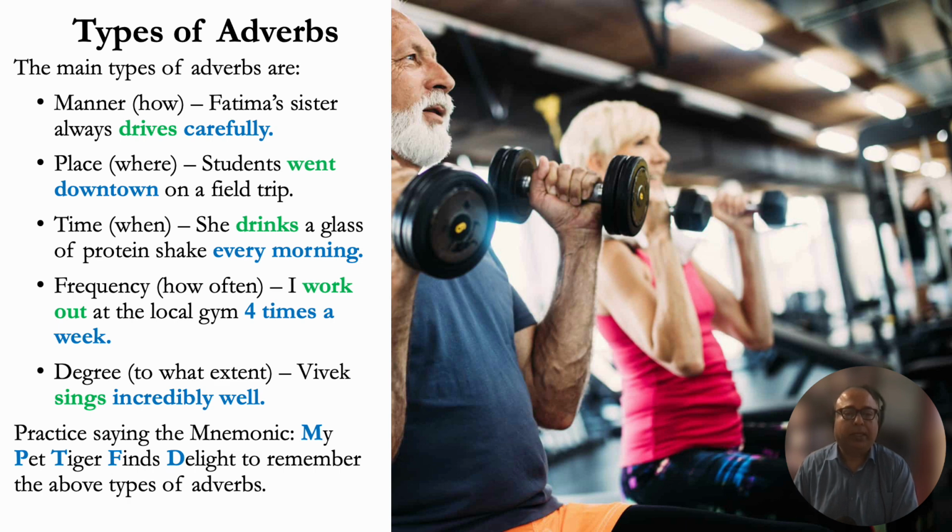Time, when an action happens. She drinks a glass of protein shake every morning. When does she drink a protein shake? Every morning. So that's an adverb of time. Then there is the adverb of frequency. It tells the reader how often something happens. So like workout. If someone asks you, how often do you work out? I work out at the local gym 4 times a week or twice a week or once a week.